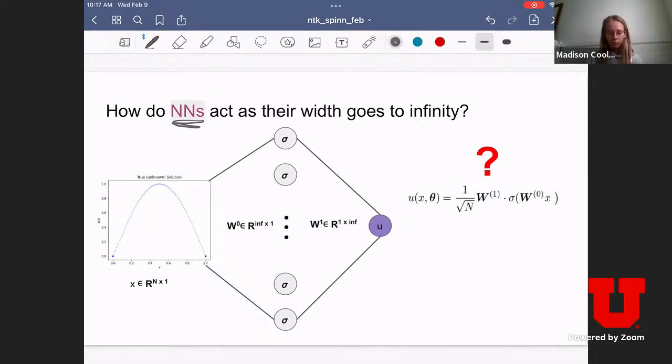And so, Madison, do you have any restriction on the form of the activation function? It has to be differentiable and smooth. Okay, like sigmoid or tanh will be good. Yeah. Okay.